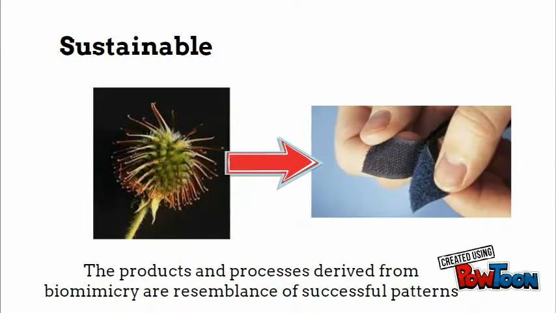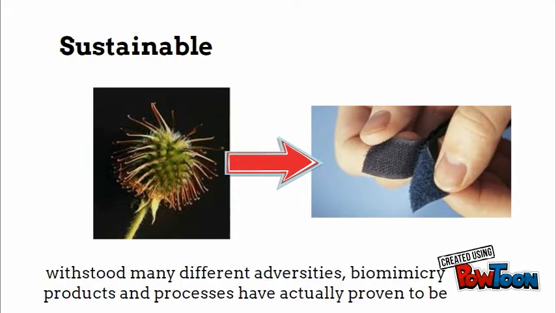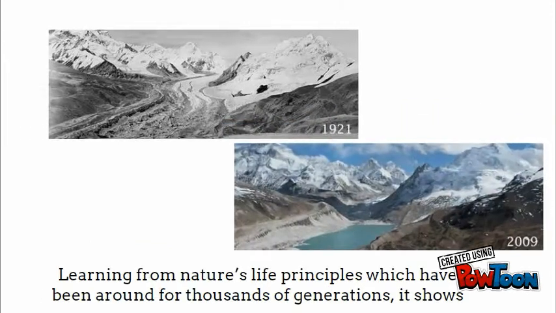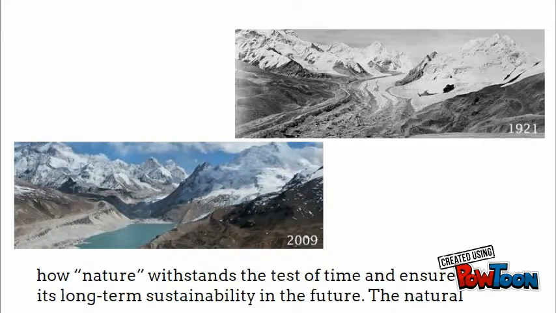The products and processes derived from biomimicry are resemblance of successful patterns and strategies of living organisms in the planet that have been around for a very long time. Having withstood many different adversities, biomimicry products and processes have actually proven to be very effective. Learning from nature's life principles which have been around for thousands of generations, it shows how nature withstands the test of time and ensures its long-term sustainability in the future.